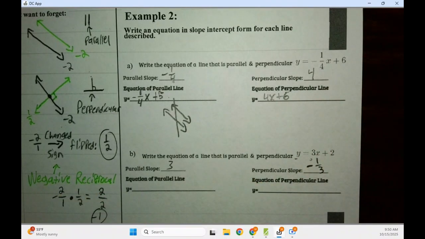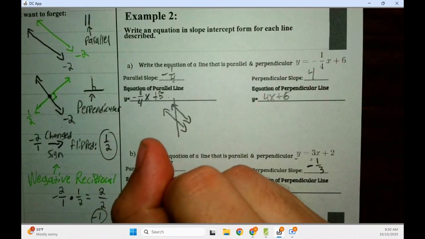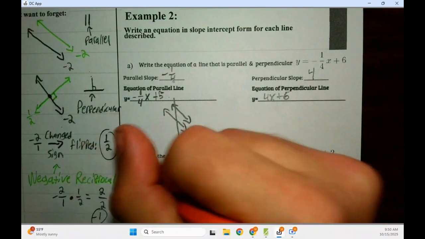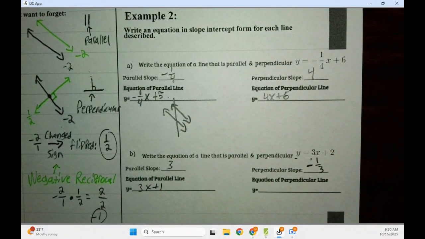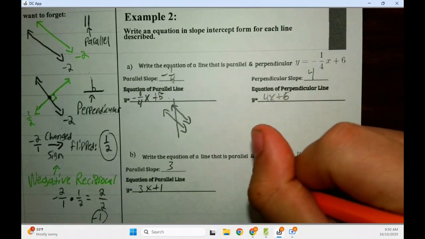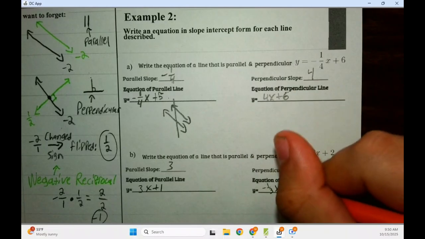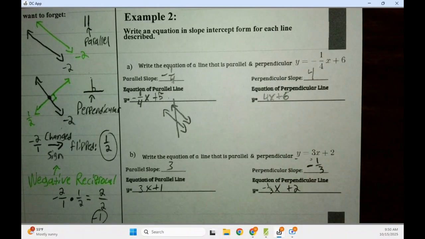So let's write this. What's an equation of that? Parallel equation. Yeah, 3x. And then as long as it's not 2, right? I could say plus 1, plus 0, plus 45. It doesn't matter as long as it's not 2. And then the last one, perpendicular slope. What would that equation look like? Sure, negative 1/3 x plus 2. Like I said, this wouldn't take too terribly long now that we know the patterns.